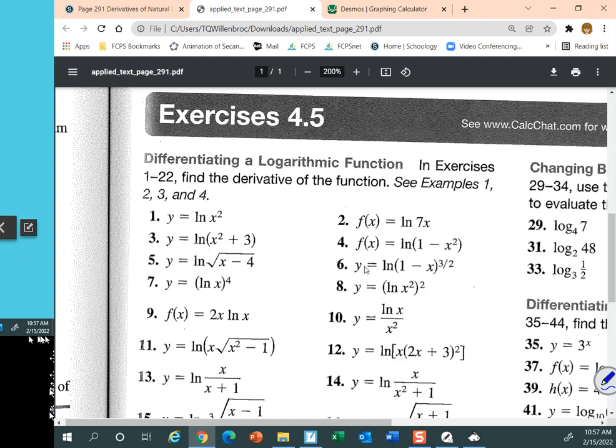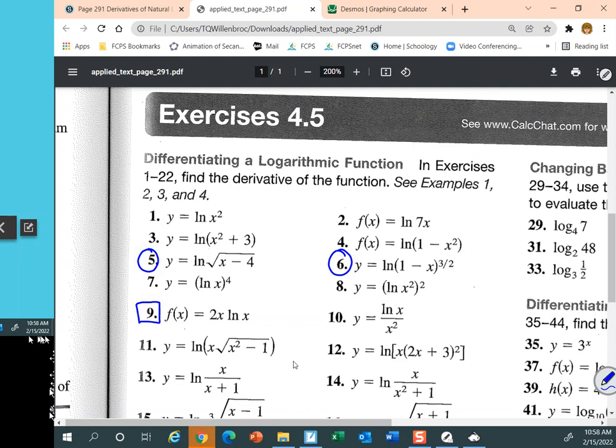If you wanted to use a property on number 1, you could. If you wanted to use a property on number 2, you could. But you probably don't necessarily need it. The derivative of the argument of the natural log is not that hard to find. For 5 and 6, you're definitely going to want to use a property. Because you have the natural log of something raised to a power, it's going to be a whole lot easier if you rewrite that where the power is a coefficient and then you hit it with your natural log rule.